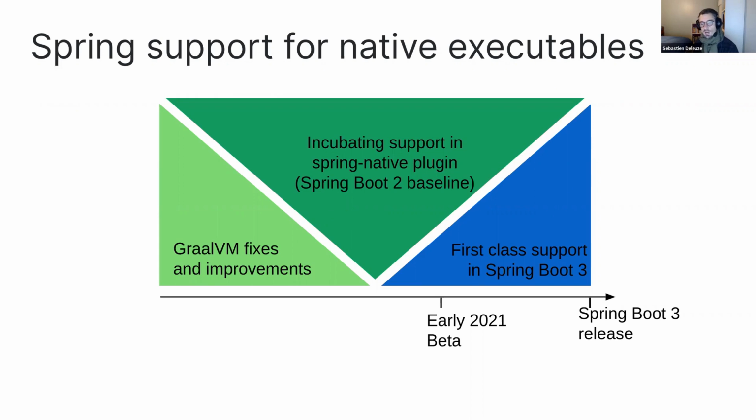So we are working hard on the upcoming beta, which will be released somewhere around the end of February. And we are going to improve those Spring Native 0.9 versions during 2021. And this should end up being integrated into Spring Boot 3 and Spring Framework 6. So we don't plan to provide a Spring Native 1.0 standalone project, but rather to have proper integration into Spring Boot.